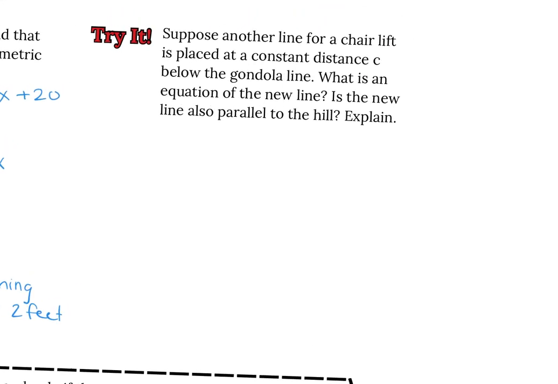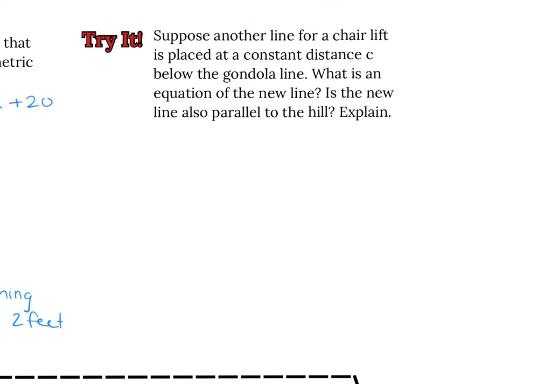Try it. Suppose another line for a chairlift is placed at a constant distance c from the gondola line. What is an equation of the new line? Is the new line also parallel to the hill? If we're going to place a chairlift a constant distance of c below the gondola line, that means that we would be subtracting it from our equation.